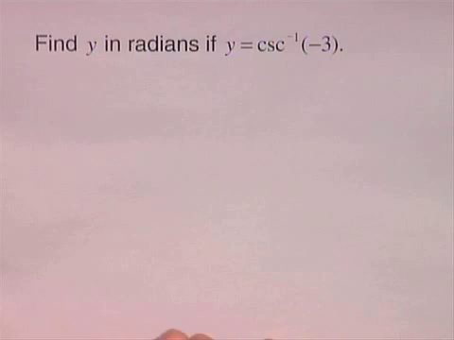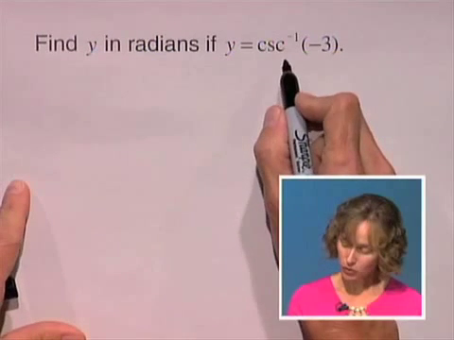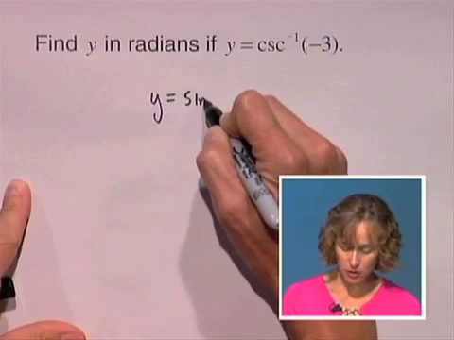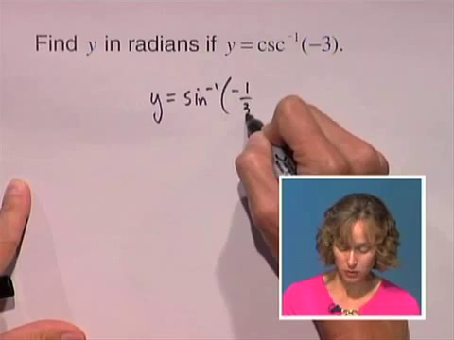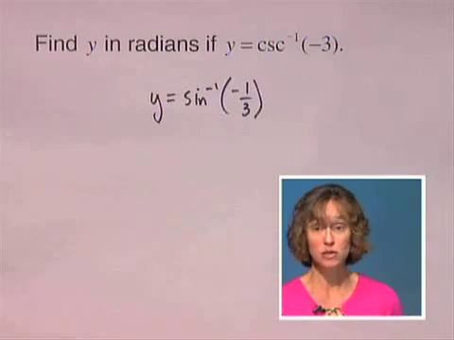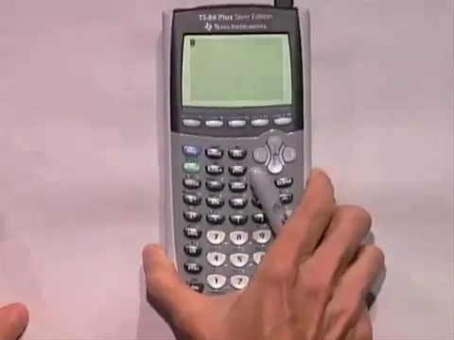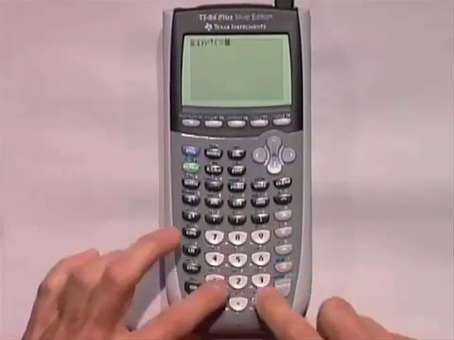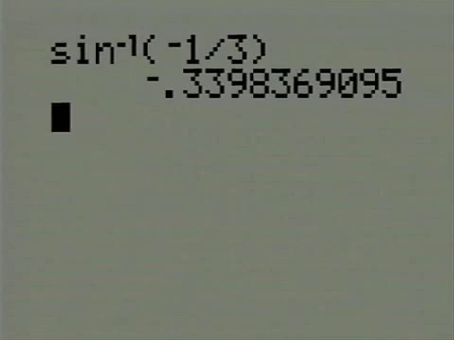Let's work with some inverse trig functions. We want to find y in radians if y is equal to the inverse cosecant of -3. If we have the inverse cosecant, we can find the inverse sine of the reciprocal of -3. I'd like to do this one with the help of a calculator in radians. So let's go to our calculator. On our calculator, we're going to do the inverse sine of -1 divided by 3. And we get -0.3398. And that's the value that we were looking for.